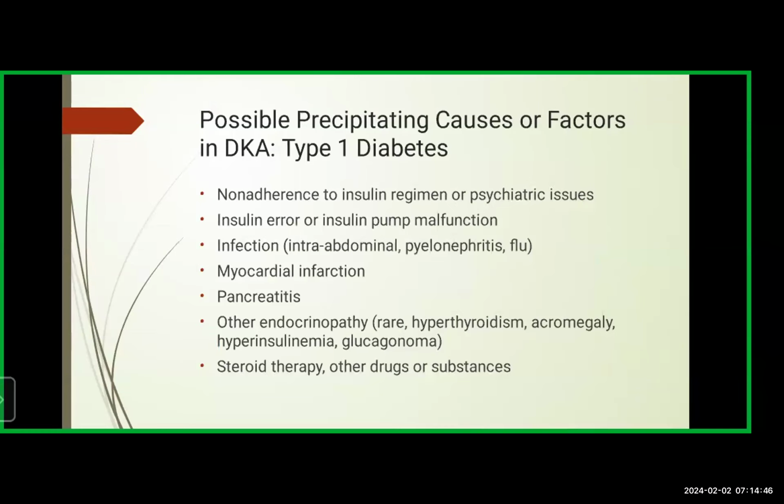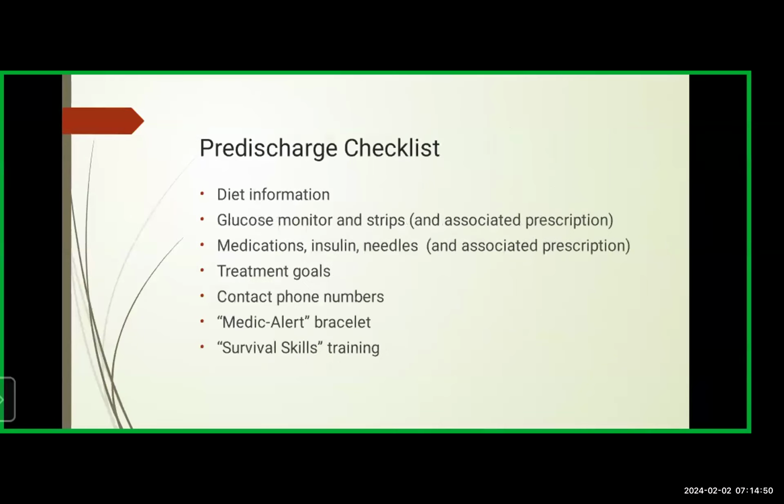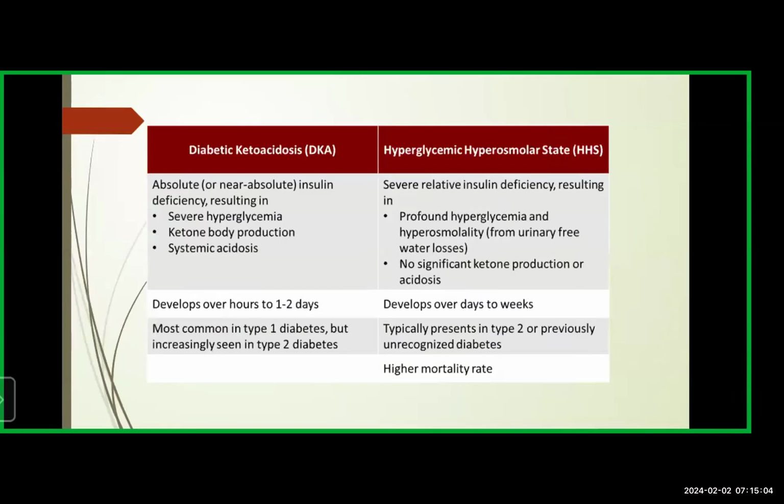So these are the precipitating factors in DKA. And this checklist is also important for these patients. Okay, so it's important to give information about the diet, their treatment goals, and of course, medic alert bracelets, so that in case they have attacks, help can be given appropriately.